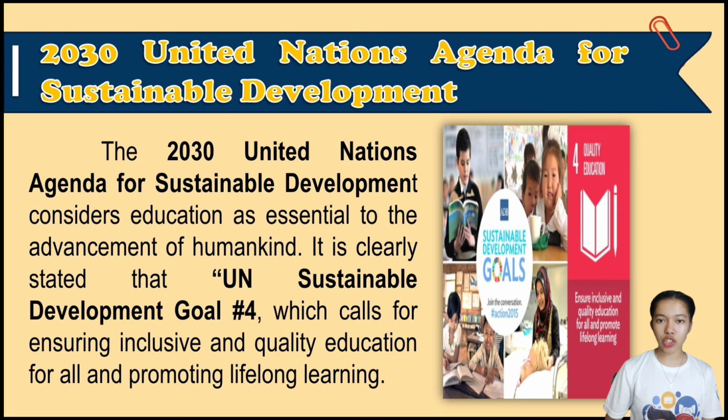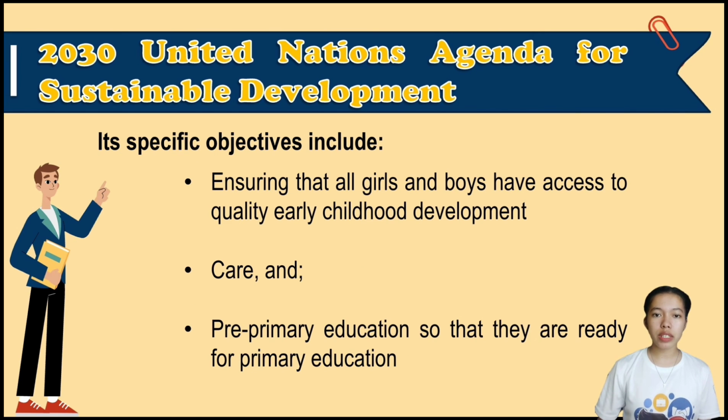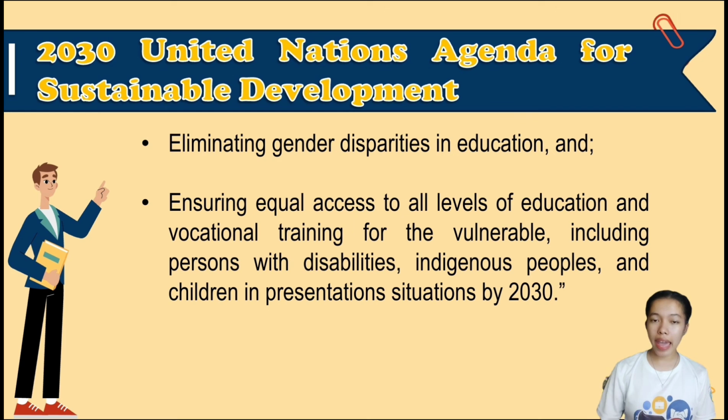The 2030 United Nations Agenda for Sustainable Development considers education as essential to the advancement of humankind. It is clearly stated in United Nations Sustainable Development Goal number 4, which calls for ensuring inclusive and quality education for all and promoting lifelong learning. Its specific objectives include ensuring that all girls and boys have access to quality early childhood development, care, and pre-primary education so that they are ready for primary education, and eliminating gender disparities in education and ensuring equal access to all levels of education and vocational training for the vulnerable, including persons with disabilities, indigenous peoples, and children in vulnerable situations by 2030.